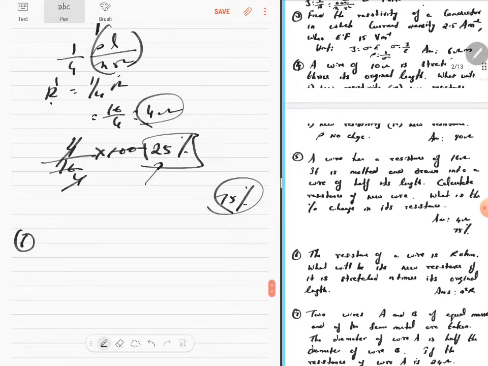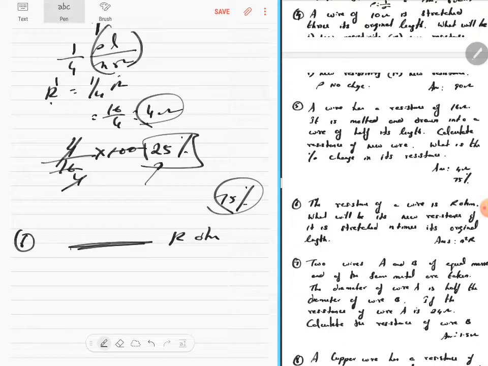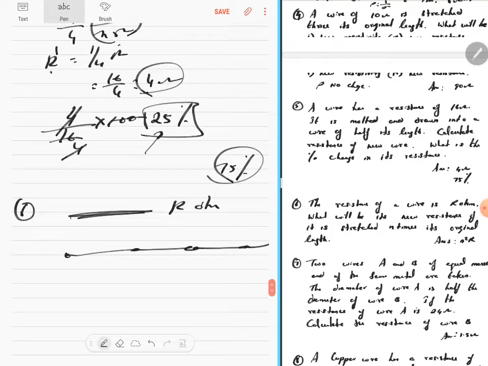The resistance of the wire is r ohms. What will be its new resistance if it's stretched n times? I'm going to stretch this wire n times. Now the length is becoming nL. Original length is L. You know that the area is going to get affected.